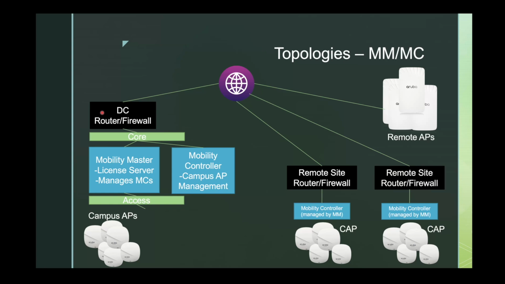I should correct myself from a little earlier. Remote sites with a mobility controller do not have to be using the exact same config as the mobility controller on your main campus. Both these mobility controllers, both the campus one and the remote site, are just being managed by the same mobility master, making config templates significantly easier. You can also have your standard remote APs joining into the mobility controller anywhere.